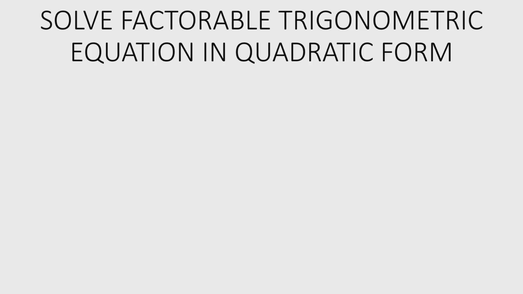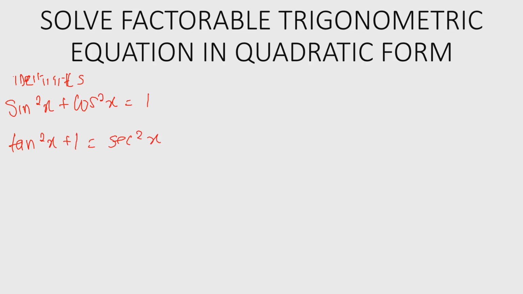Now there's something we call trigonometric identities. So note these identities. The first one is sine square x plus cos square x is equal to 1. Then tan square x plus 1 is equal to sec square x, and 1 plus cot square x is equal to cosec square x. These are the basic identities that you need to know in order to solve any trigonometry equation in quadratic form.